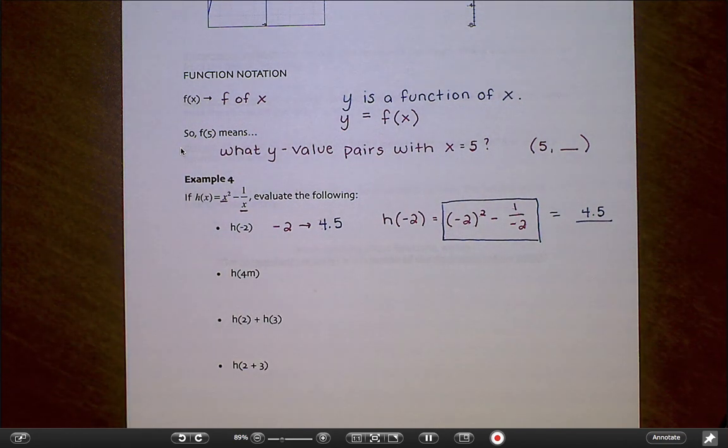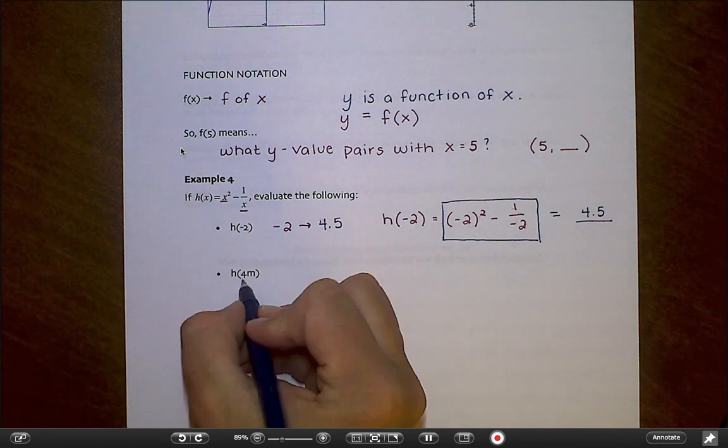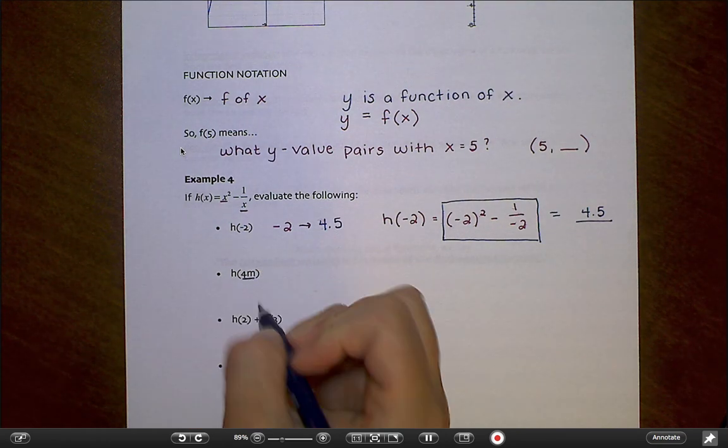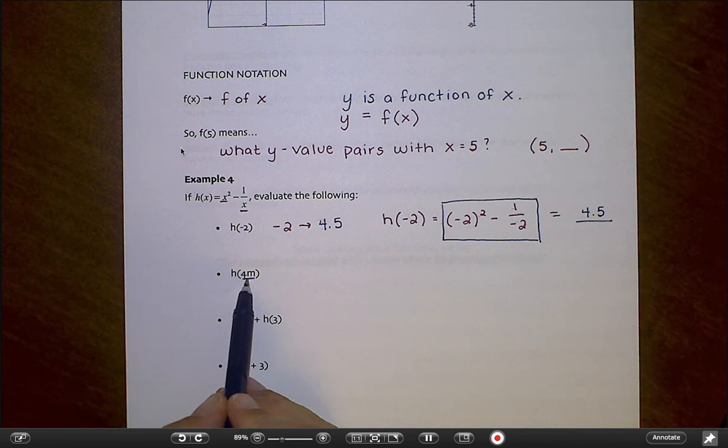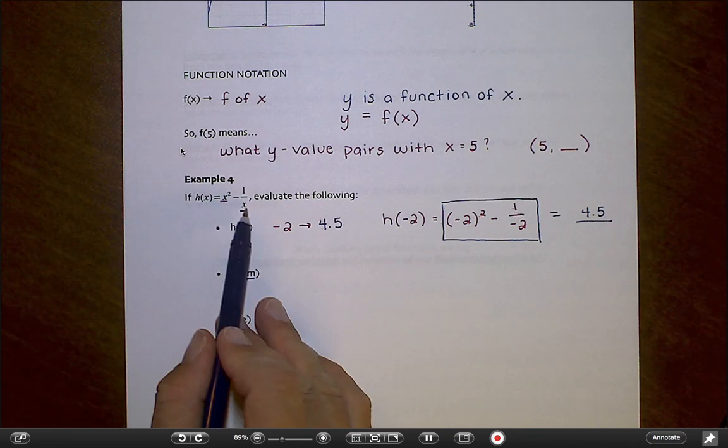So let's talk about that next one. That next one gives me h of 4m. We're going to follow the exact same pattern. We're really just taking this 4m and putting it in place of x.